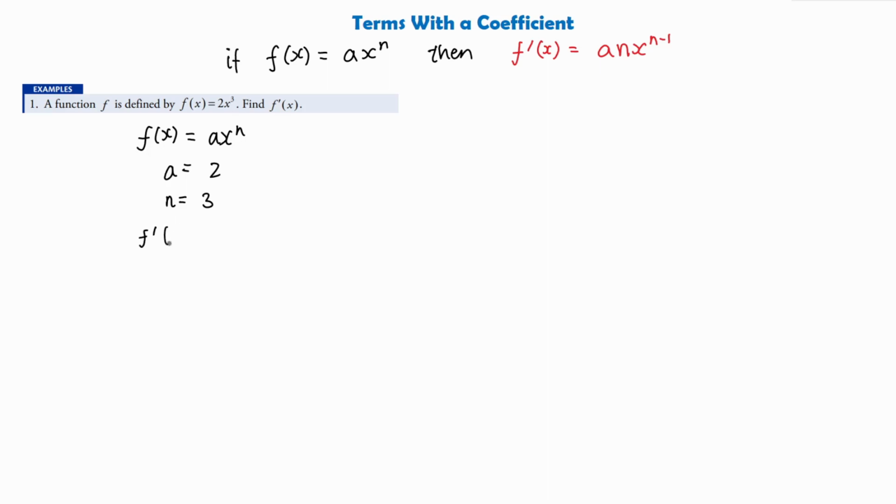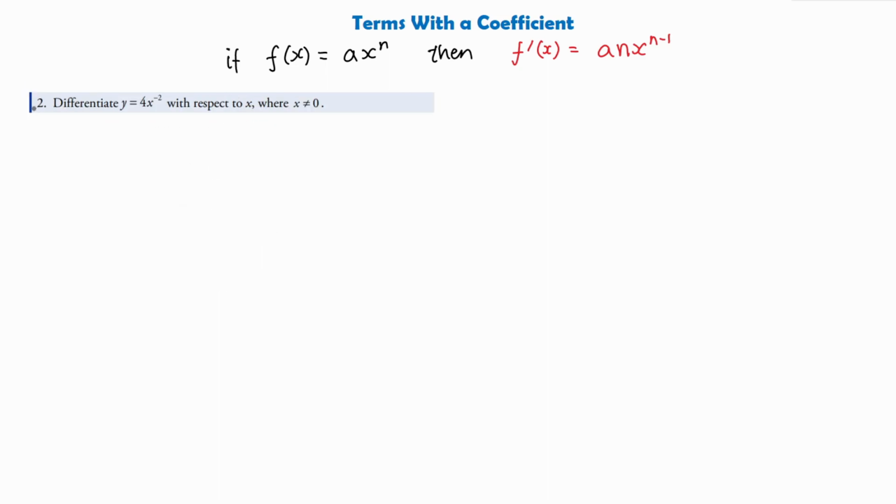So f dashed x is a n x to the n minus 1. Substitute in our values, we get 2 times 3 times x to the n minus 1, which is 3 minus 1, which is 2. And then we'll simplify this because 2 times 3 is simply 6. Now we've got 6x squared. But we can do this without doing all our working. We can just jump straight to this step by taking the 3 down to the front, multiplying it by the a, keeping x the same, and then taking 1 away from the power.